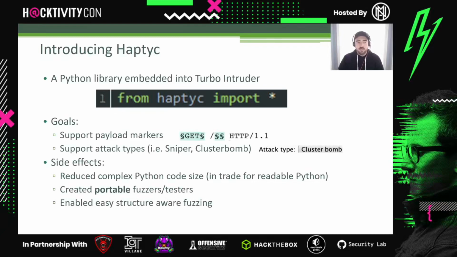First being, it significantly reduced the Python code size in trade for actual readable Python. It also created these portable fuzzers and testers. The Python that you'd write can actually be reused across HTTP types from the Repeater. So you could send anything from the Repeater and reuse the same types of fuzzers that you've built. And it also enabled easy structure aware fuzzing, and I'll explain what that is later in the presentation.